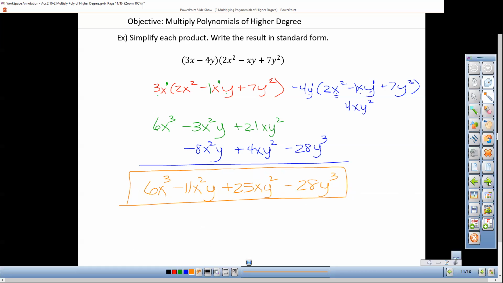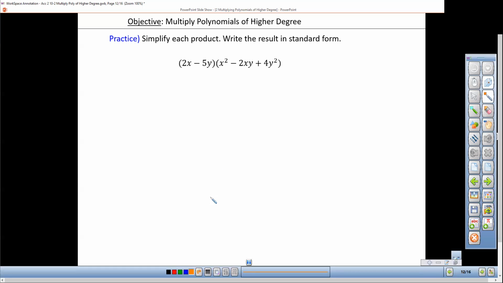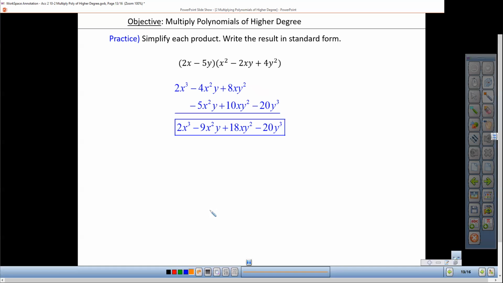All right, here is a practice problem for you to try. Pause the video, then come back to check. Let's take a look at the result. So compare yours to what is here. Make sure you didn't make any errors.